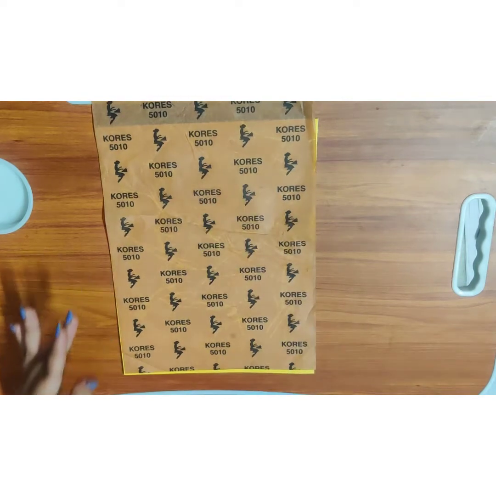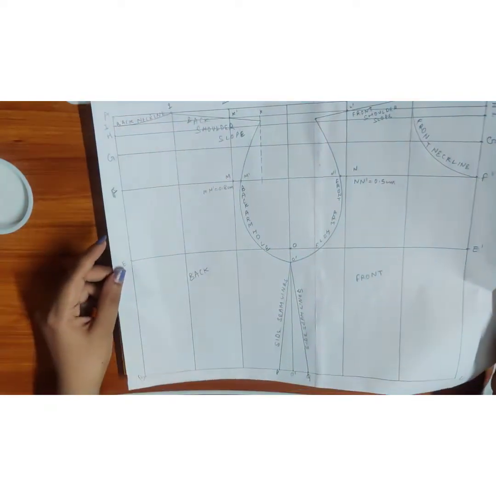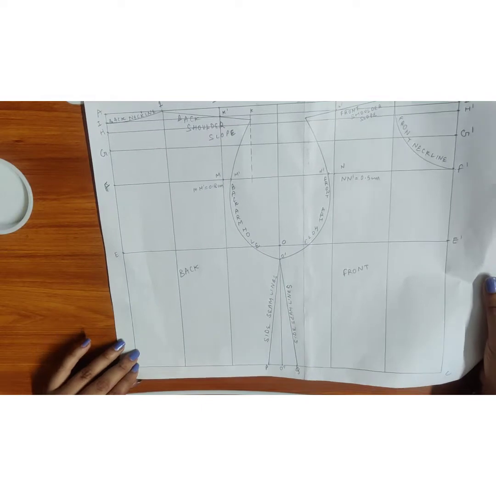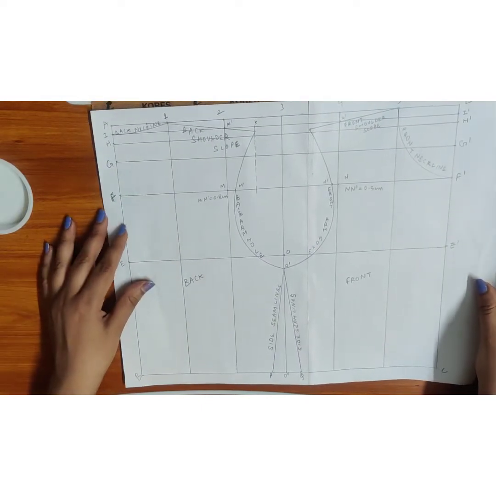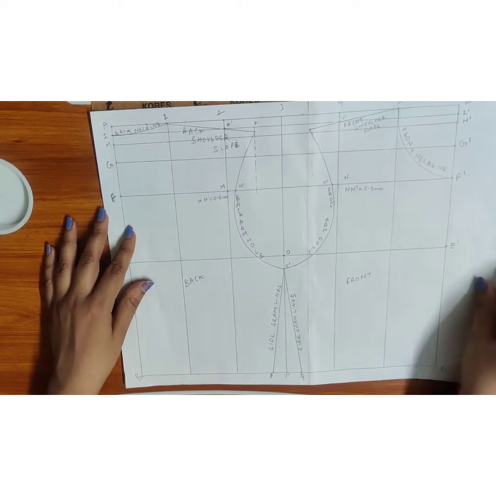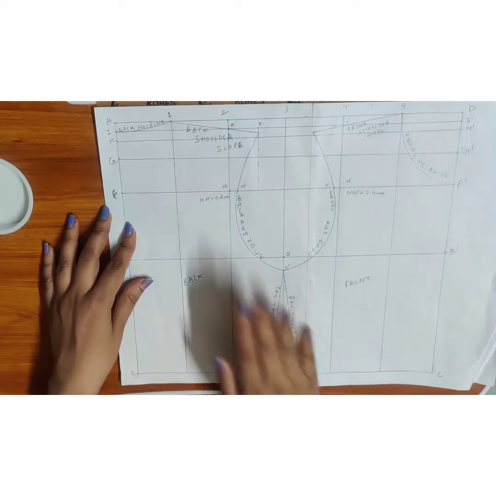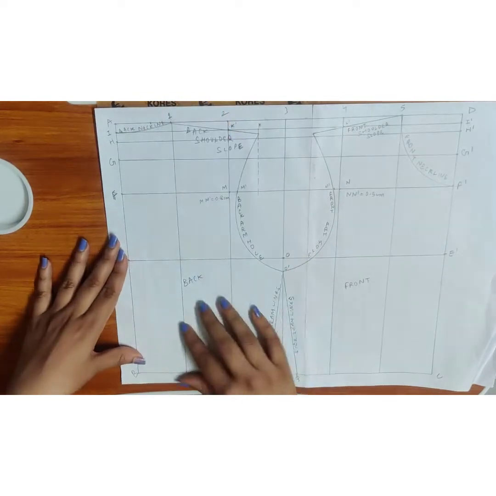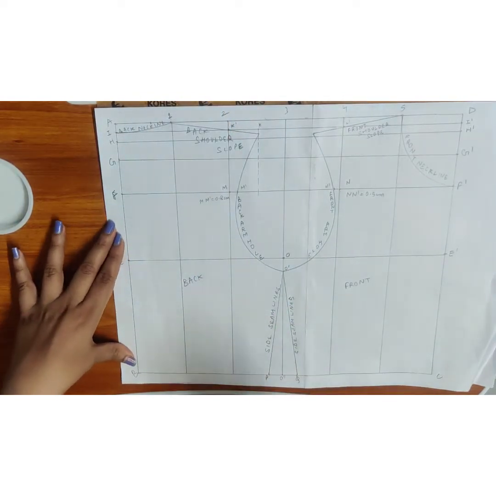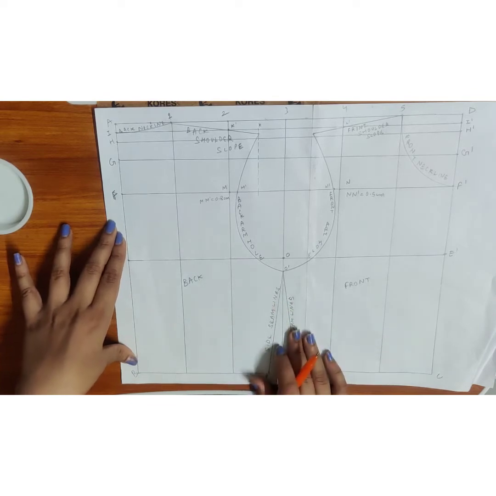On this sheet, place the part of the drafting which you want to trace. So here I want to trace the back of this bodice block, so I am placing only the back part of this drafting on the paper. Now let's start with the tracing.